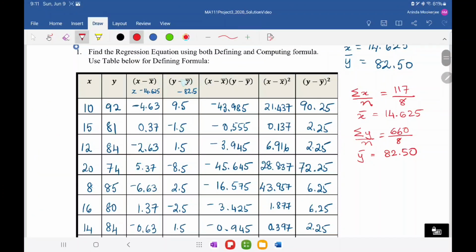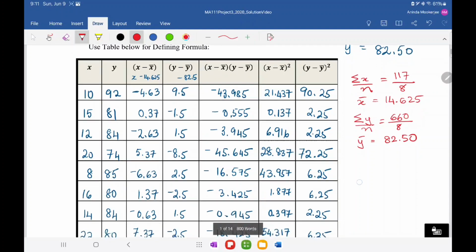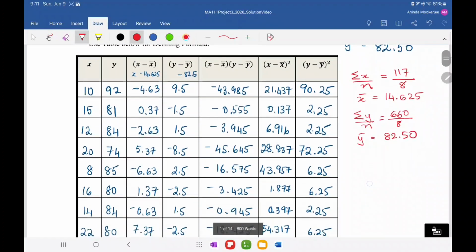So that's how you go about calculating all the values in the third column, x minus x bar, right? And then you have to do the same thing with the y value. So y minus y bar, 82.5. So 92 minus 82.5 is 9.5. 81 minus 82.5 is negative 1.5. Right, so in that way we calculate all the values in the fourth column to get y minus y bar.